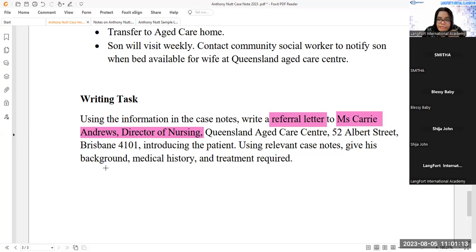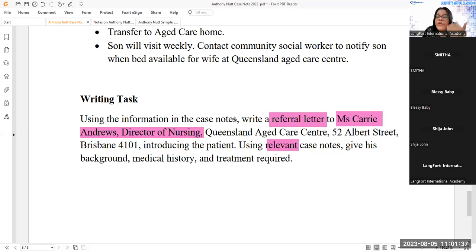And let me tell you one thing. They've asked us to write the background, medical history and treatment. And let me point out one thing: relevant, not the whole history, not the whole background. What is relevant? Make sure to keep that in mind. Now, we don't have a first paragraph. So we read the writing task. We know our reader. We know what type of letter it is. We don't know the purpose. We don't know whether the reader knows the patient.